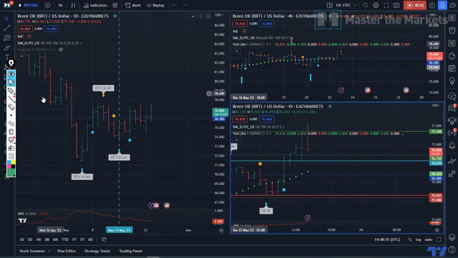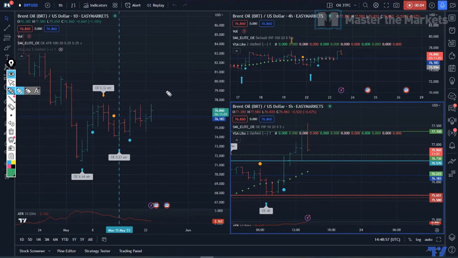Hello traders, here we are on the Brent oil trade. This is a trade update on the trade that we took earlier. How did it come about when we used the SMI and the VSA methodology along with trend correlation? We're going to be talking about this and more in this trading video.